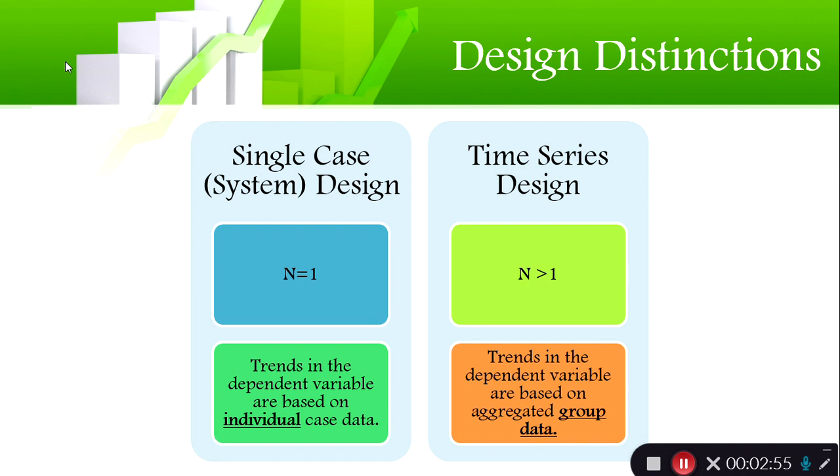By contrast, in a time series design, because we know that these designs are most appropriate for groups of clients, the N or the sample size will always be greater than 1. And so in turn, the trends in the dependent variable that we're looking at in a time series design are always going to be based on aggregated group data.